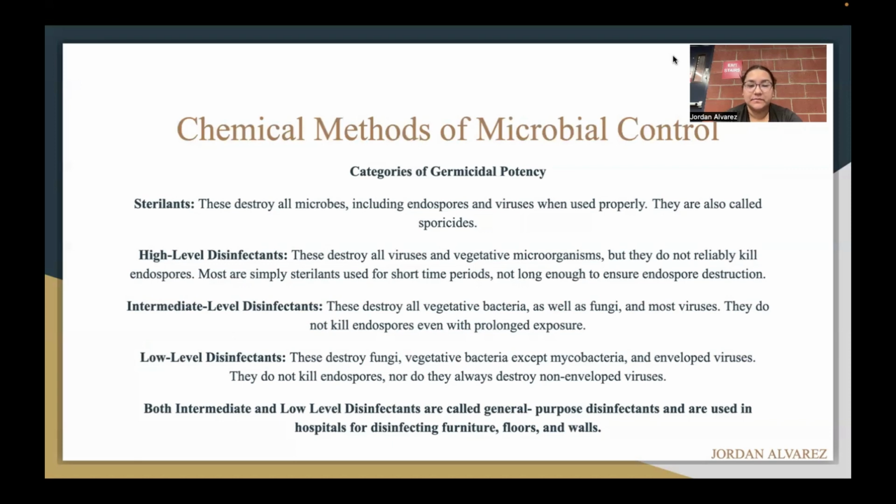They are also called sporicides. High-level disinfectants. These destroy all viruses and vegetative microorganisms, but they do not reliably kill endospores. Most are simply sterilants used for short periods, not long enough to ensure endospore destruction.